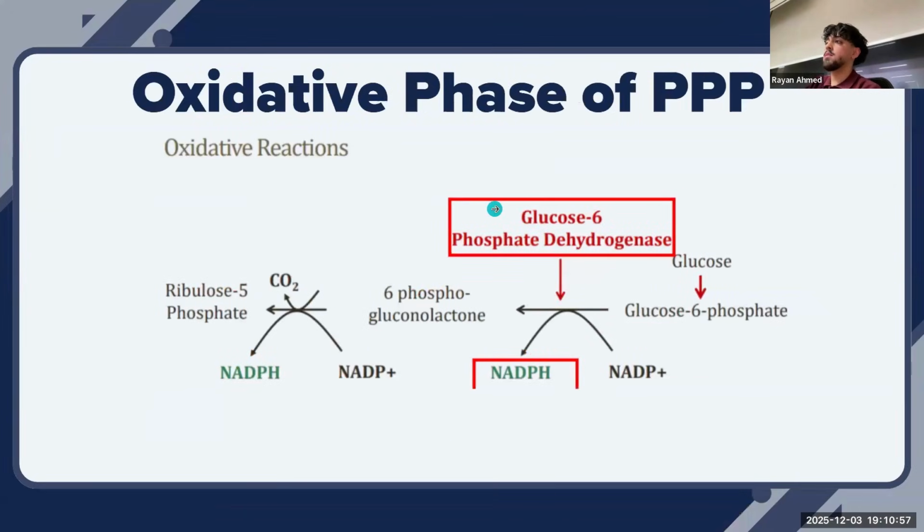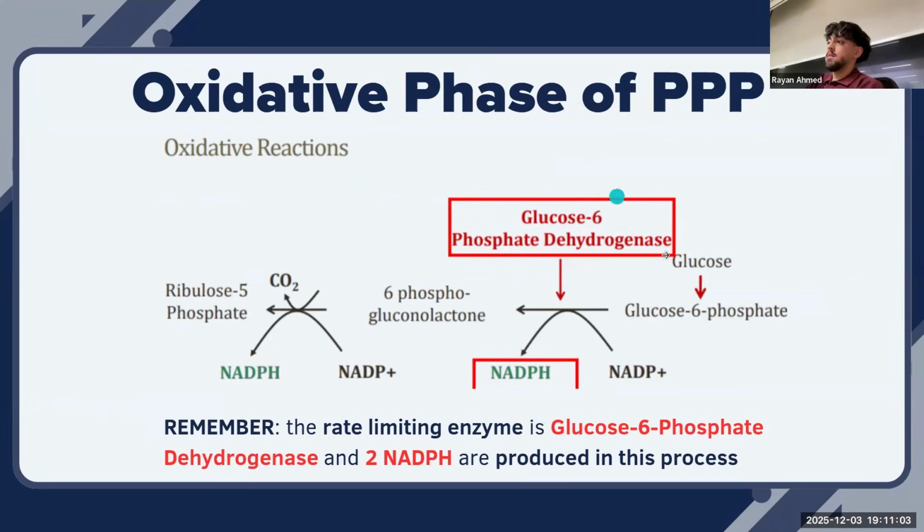Now, we're going to be moving into the oxidative reactions in the pentose phosphate pathway. So we start from glucose, and then we convert it into glucose 6-phosphate. You already know this through glycolysis. But it takes a shunt, which is the hexose monophosphate shunt. In this shunt, the rate-limiting enzyme is glucose 6-phosphate dehydrogenase, G6PD.